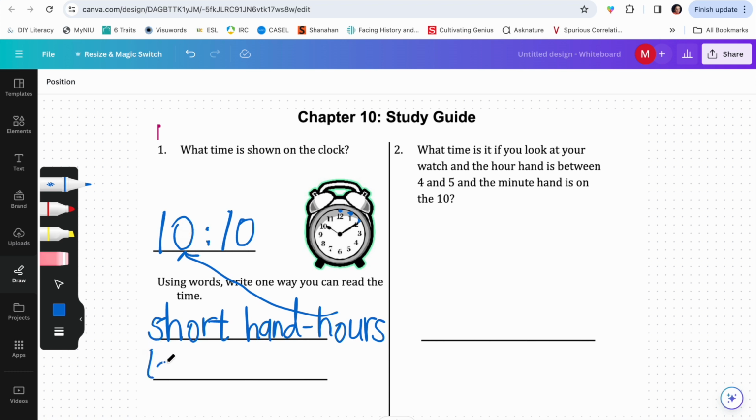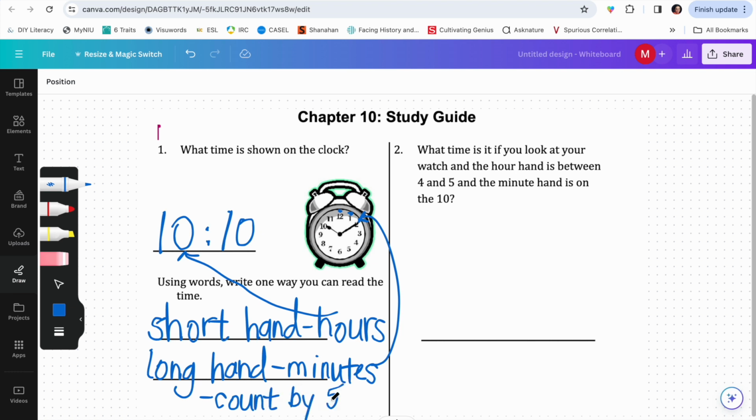And then the longhand is, of course, going to show our minutes. And for this clock, we can see the longhand is on the 2, but that doesn't mean that it's 10:02. We count by 5s for the minutes. And that's why all of that handy practice in multiplication is really serving us well right now. So the shorthand is the hours, that's on 10, and then the longhand shows the minutes. But of course, we need to remember to count by 5s when we're showing the minutes portion of the time.